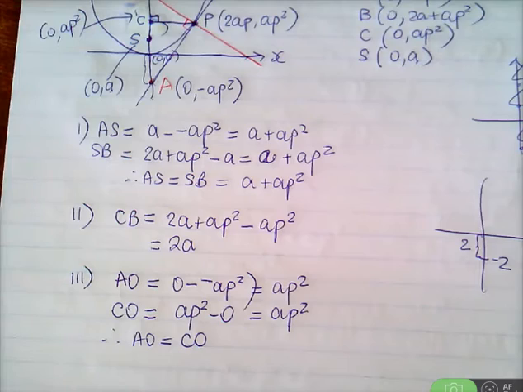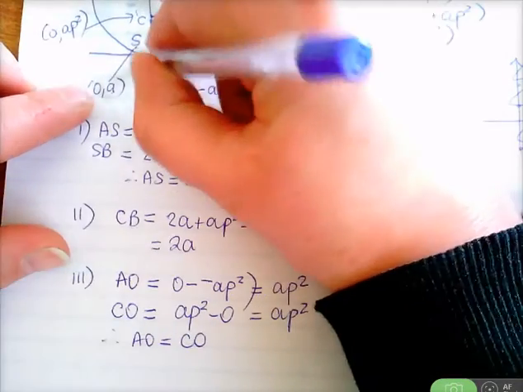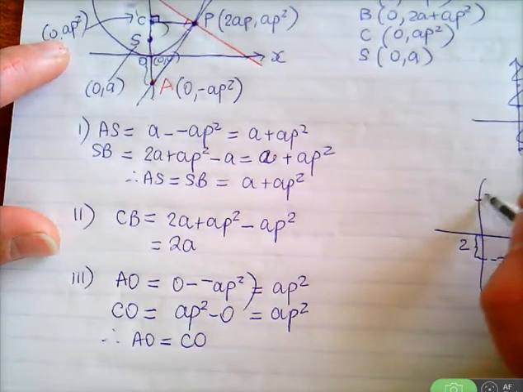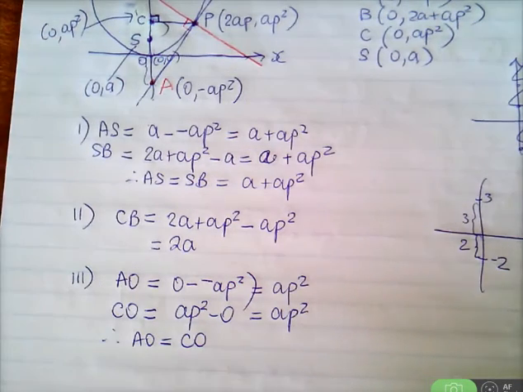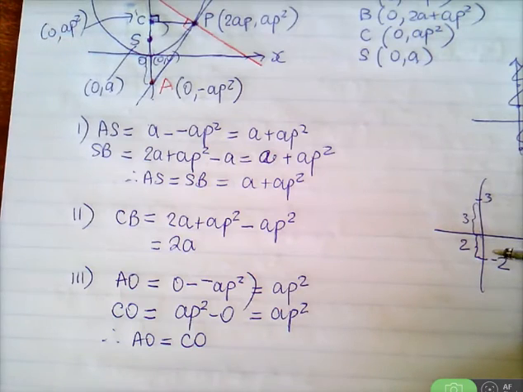O's the origin. O is always the origin. So if C was up here at 3, that's 3 units. But C is up here at AP squared, so it's AP squared units.